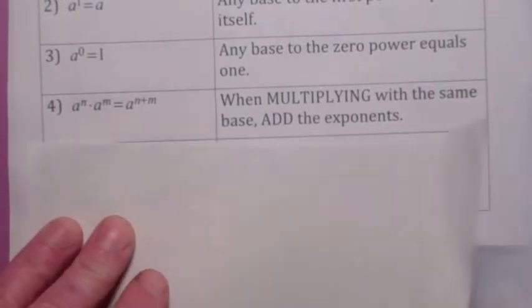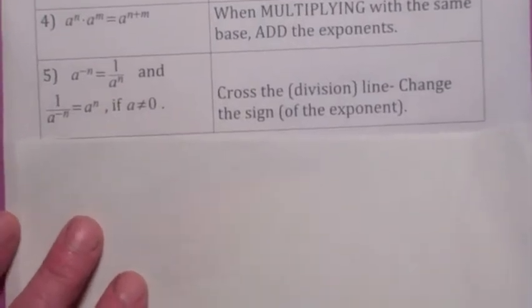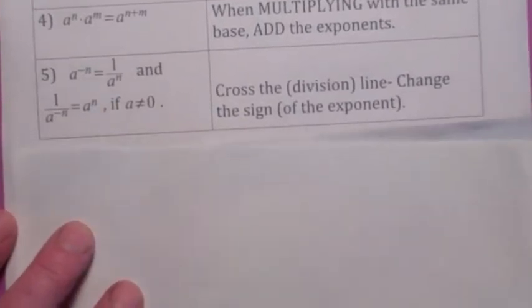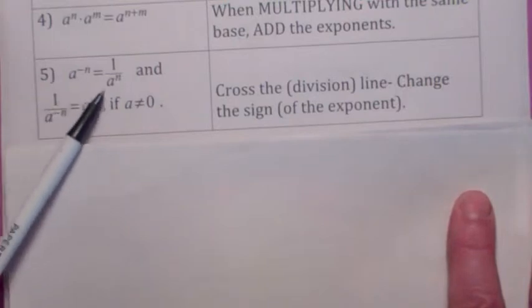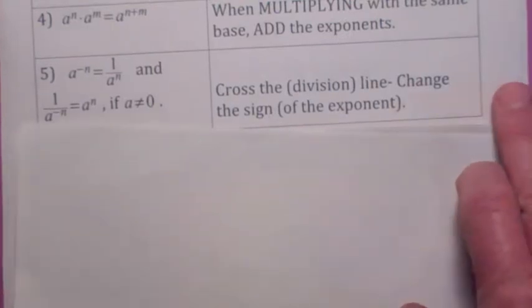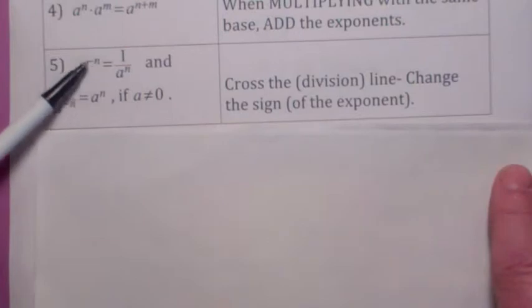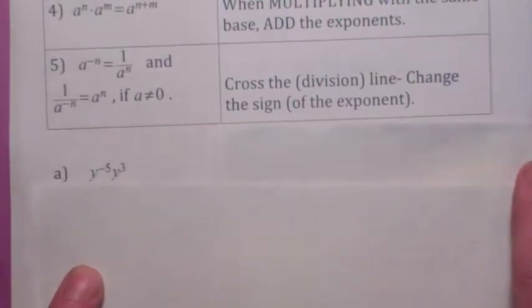Okay, and then last time we talked about the idea of negative exponents. When you have a negative exponent on the top, you can move it down to the bottom, make it positive. When you have a negative exponent on the bottom, you can move it to the top and make it positive. So you can think of them together as saying cross the line, change the sign. That means whenever you move an exponent across the division line, you change the sign of the exponent.